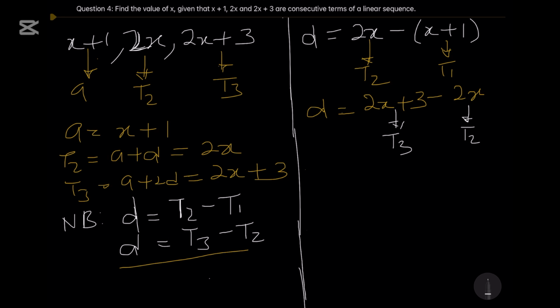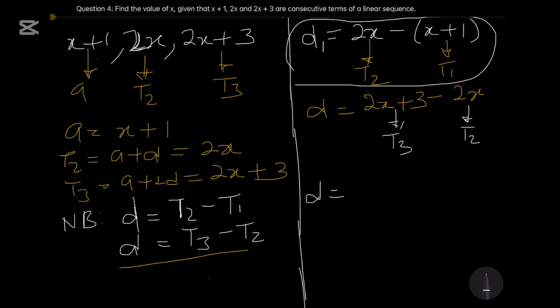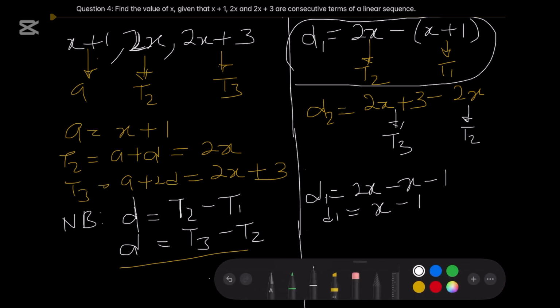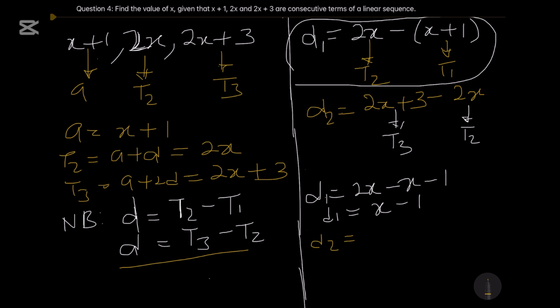So simplifying the first equation, let's call it D1, and let's call this D2, but don't forget they are always equal to each other. So our D1 will be equal to 2x minus x minus 1, which resolves to x minus 1. That is our D1. Now let's solve for D2. D2 will be equal to 2x plus 3 minus 2x. We cancel 2x, and we have 3. So our D2 equals 3.